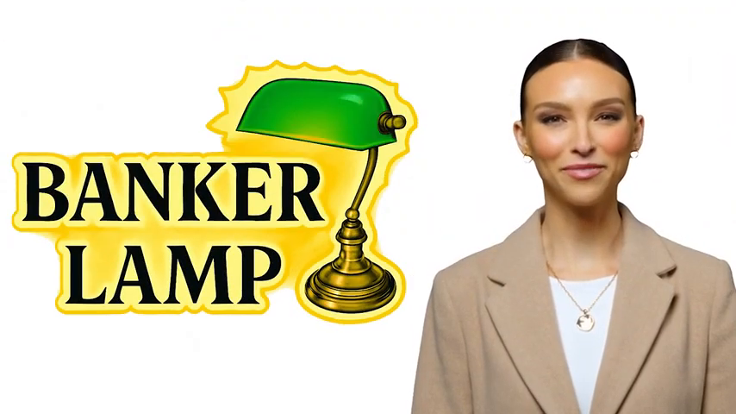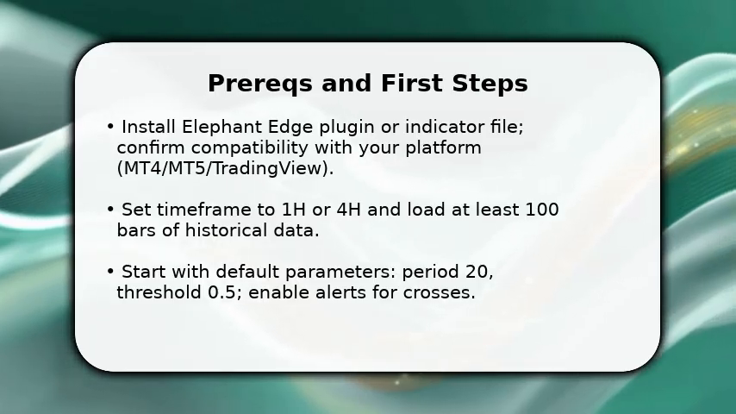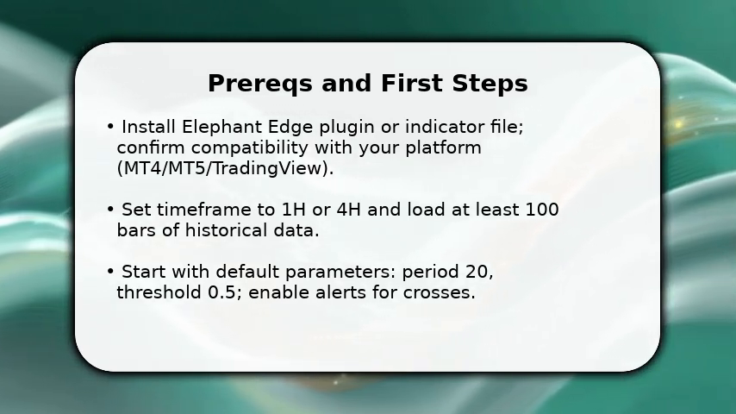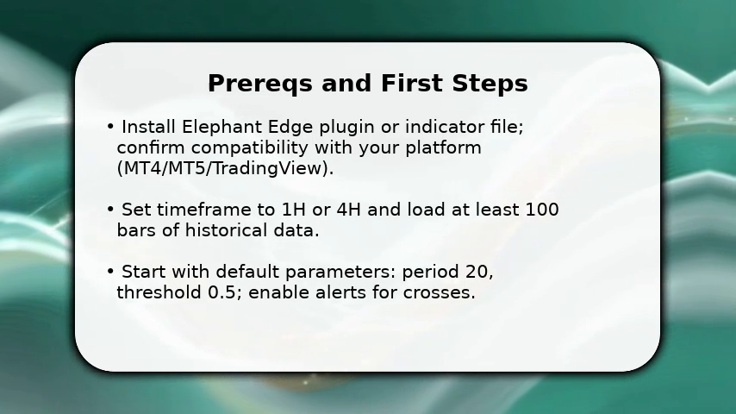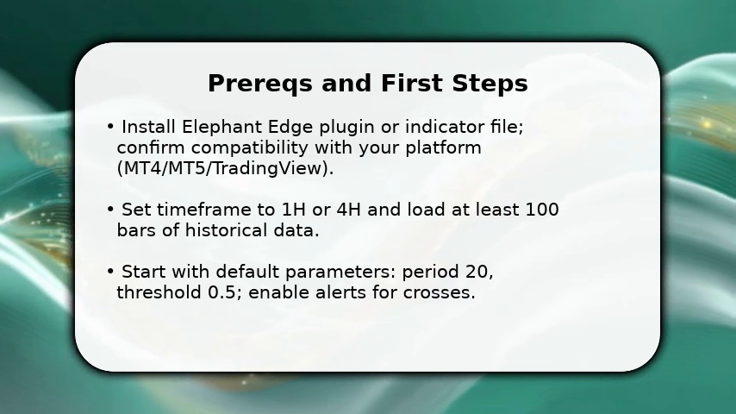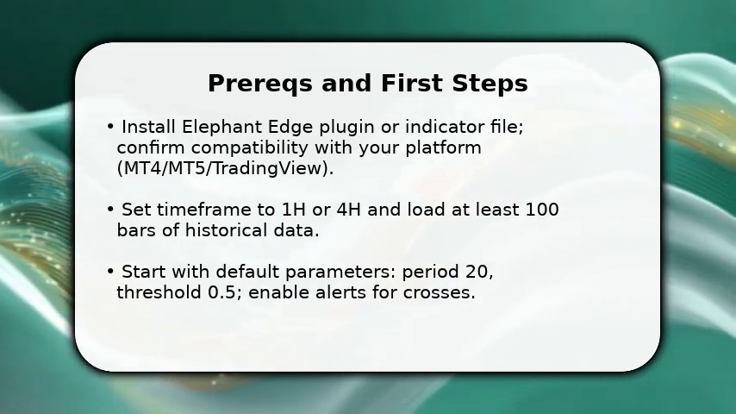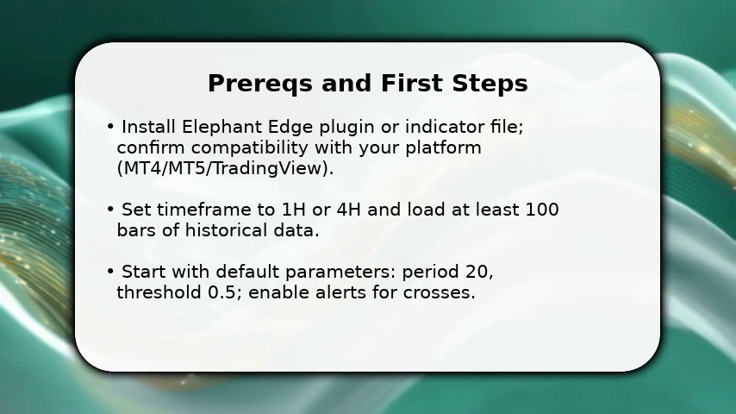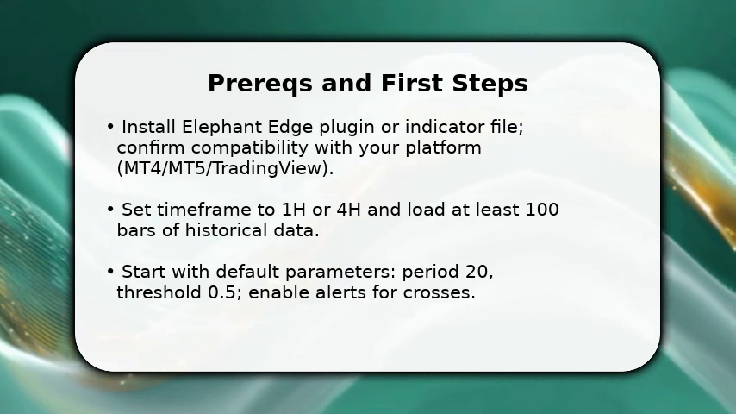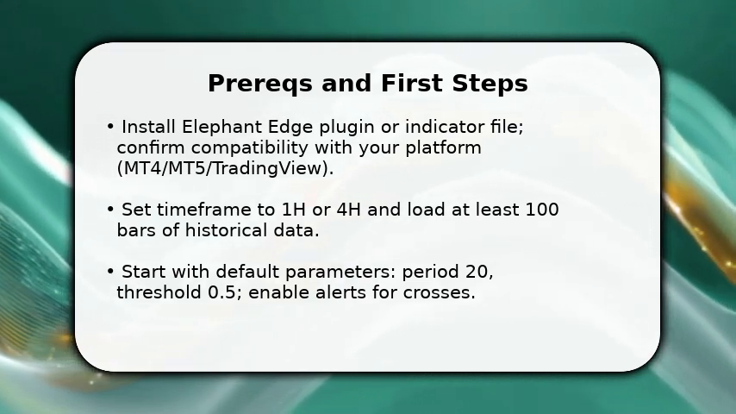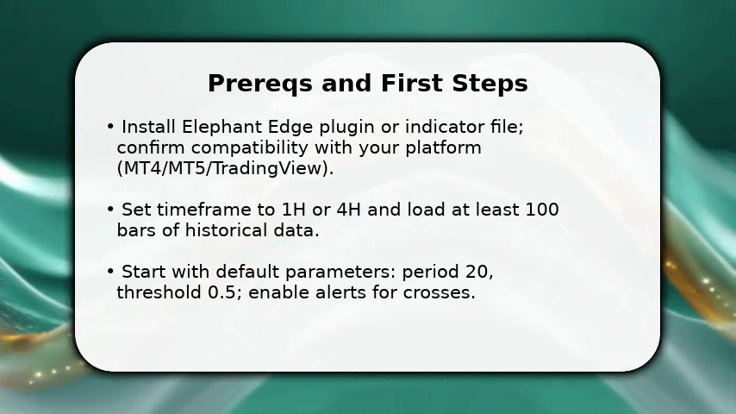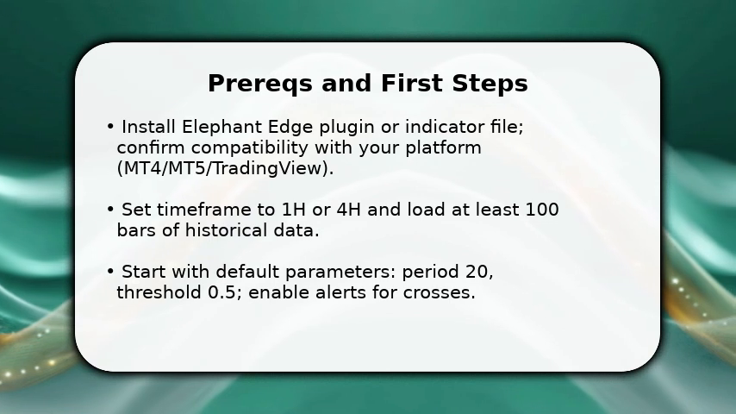Please enjoy the video. You start by confirming prerequisites. The Elephant Edge indicator must be installed and matched to your charting platform. Once done, set the chart to 1 hour or 4 hour to capture reliable swings. Make sure you have 100 bars of history loaded so the indicator stabilizes. Then apply default parameters, period 20 and threshold 0.5, and turn on alerts for cross events. This initial setup speeds calibration and prevents false signals, so you can begin live observation without delay.